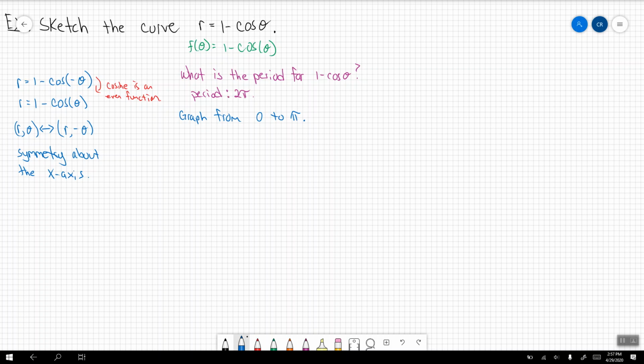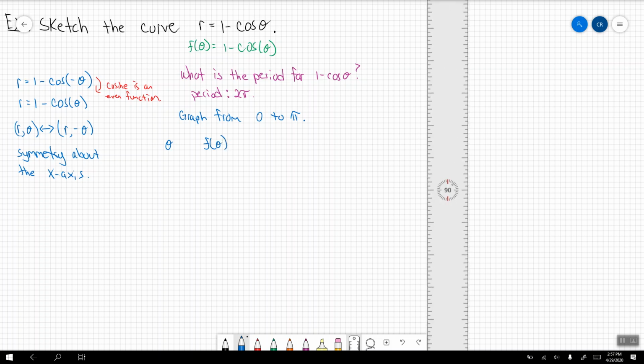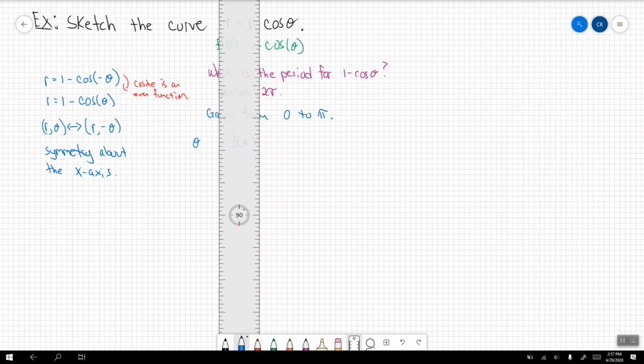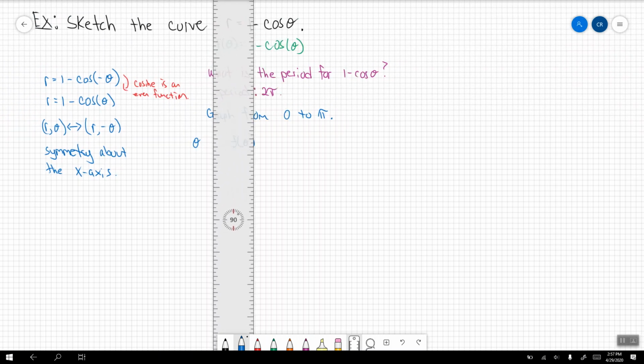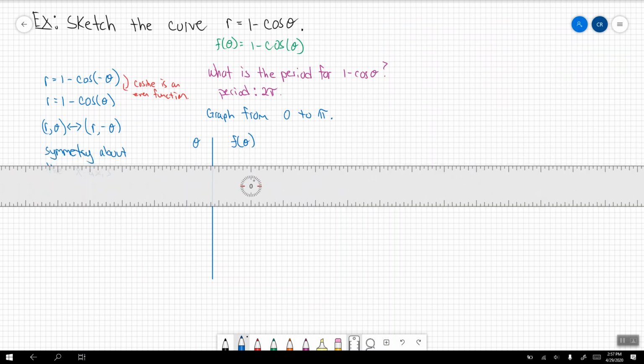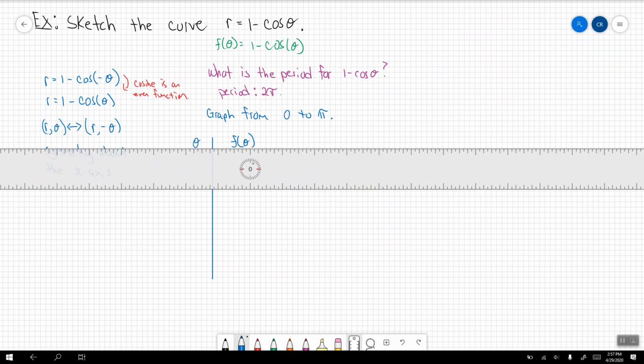All right, so let's try to start picking some of these points. One of them is going to be theta, the other one's going to be f of theta. Sometimes when I grab the ruler on the screen, it doesn't shift over. It's kind of annoying, but hey, we do what we have to. There we are. All right, perfect.